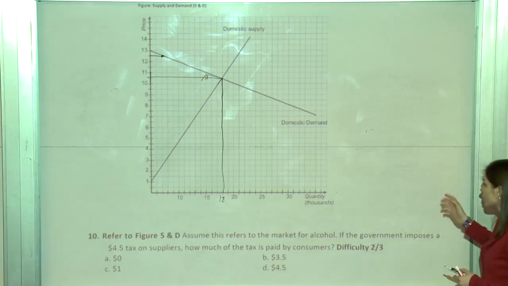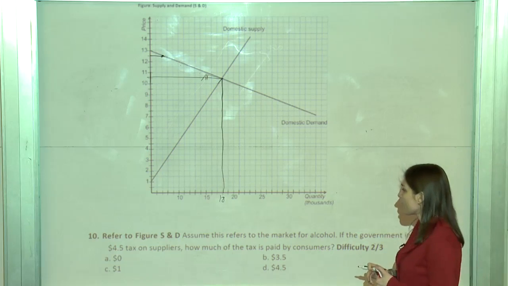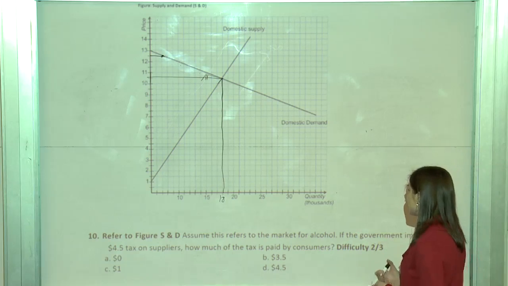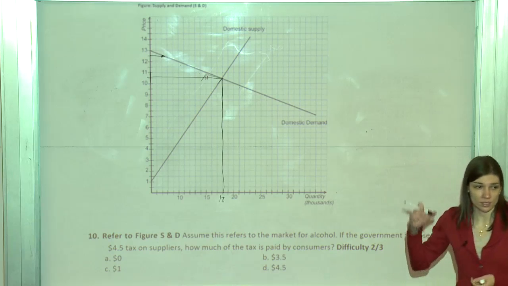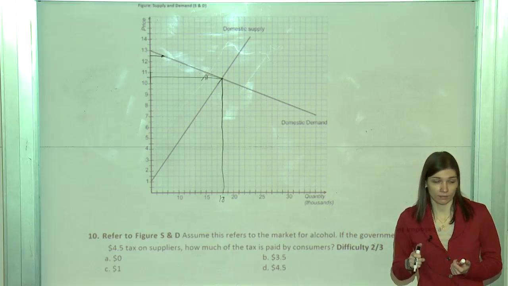Assume this refers to the market for alcohol. If the government imposes a $4.5 tax on suppliers, how much of the tax is paid by consumers? Right. So the government is taxing suppliers. Would consumers pay any? Yeah. Right? It's always going to be.